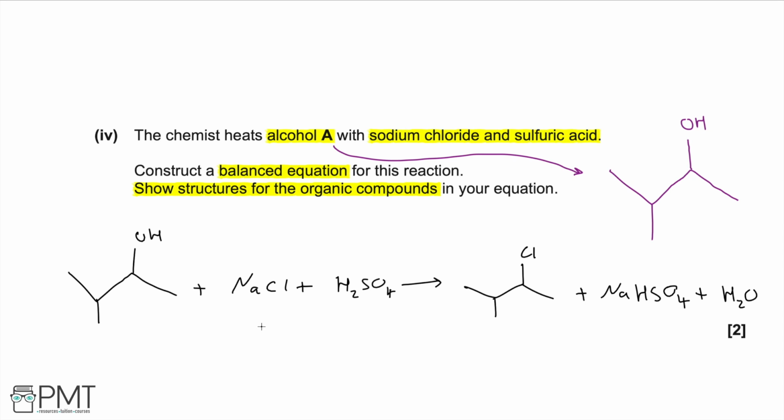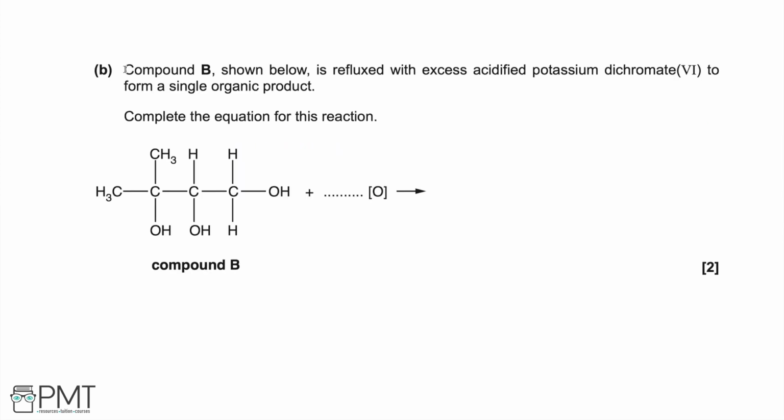Compound B, shown below, is refluxed with excess acidified potassium dichromate(VI) to form a single organic product. In this question, we need to complete the equation for this reaction. First things first, we need to think about exactly what acidified potassium dichromate is. And this is a bookwork section of this question, and we need to know that this is an oxidizing agent.